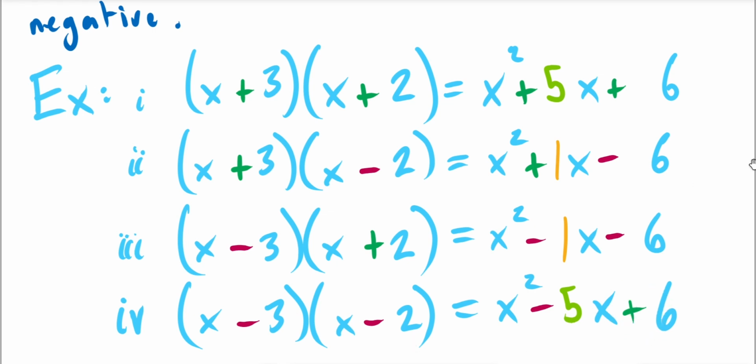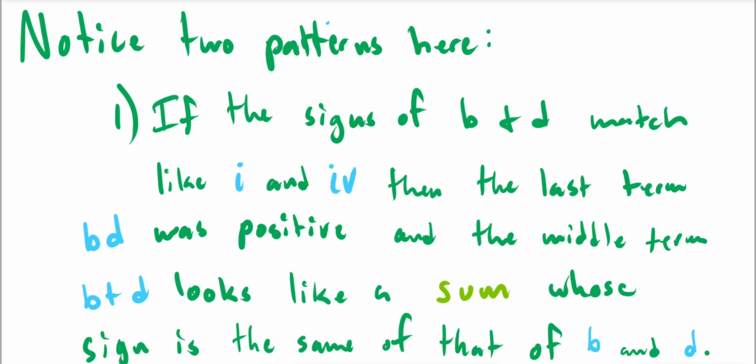How can we ingest this pattern and also relate it to the middle terms? Notice we have a positive 5 or a negative 5. We have a positive 1 and a negative 1. So there are really two patterns that you need to be aware of here. Two different cases, I should say, and two patterns. If the signs of b and d match, as in the case with 1 and 4, then the last term, b times d, is positive. If b and d are both positive, bd is positive. And if b and d are both negative, b times d is also positive.